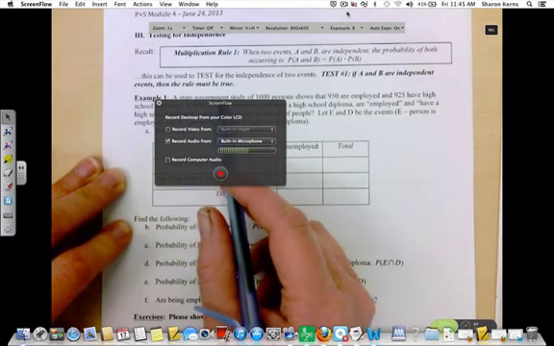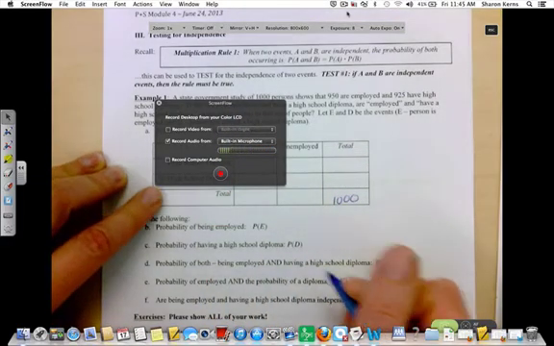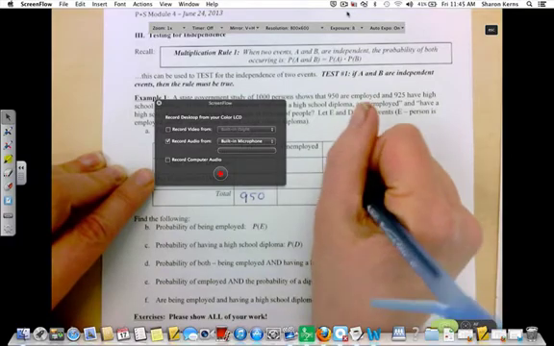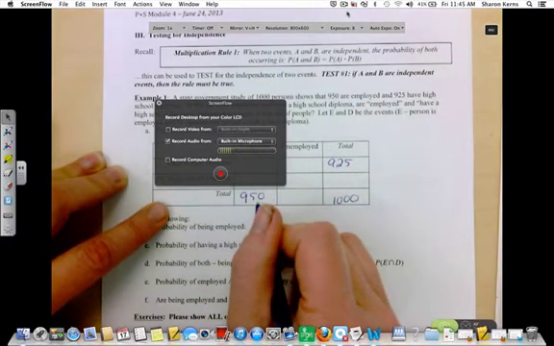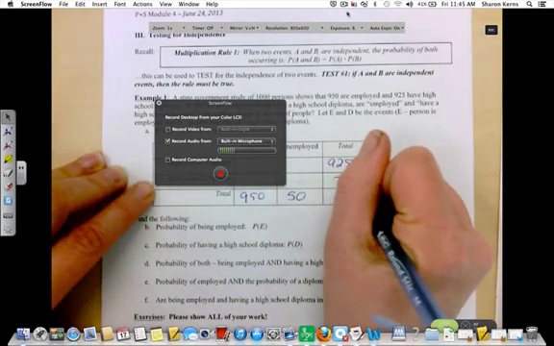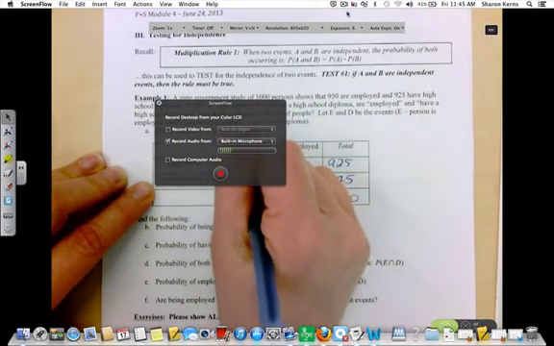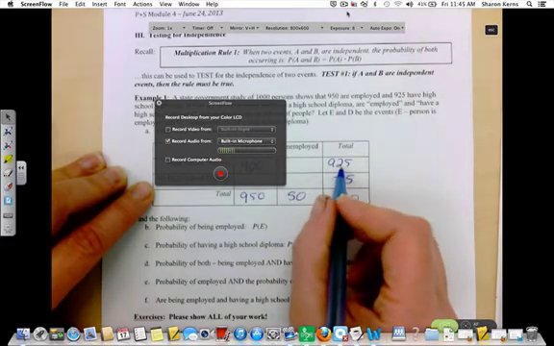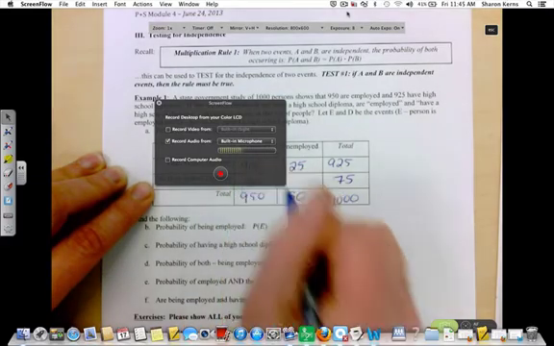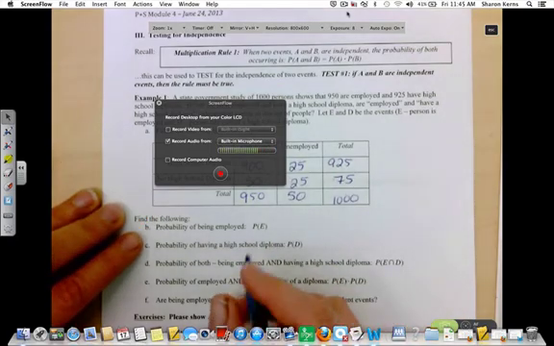A state government study of 1,000 persons shows that 950 are employed and 925 have a high school diploma. So therefore, if 950 are employed, 50 are unemployed. If 925 have a diploma, then 75 don't. If 900 are both employed and have a high school diploma, that's 900, so we need a total of 925. This should be 25. If this is 950, that means 50, no high school diploma, and here this should be 25. Okay, now that we filled out the table, let's look over here.